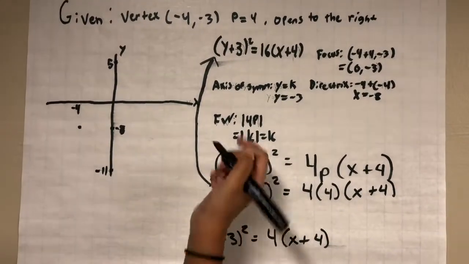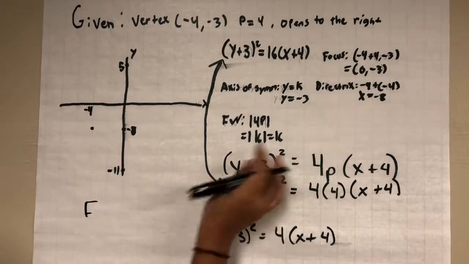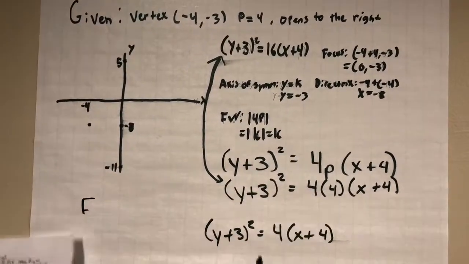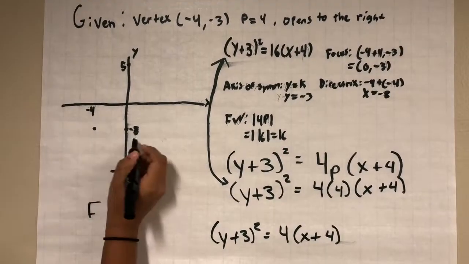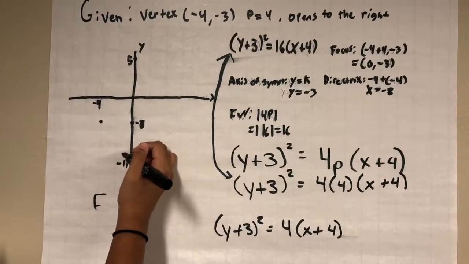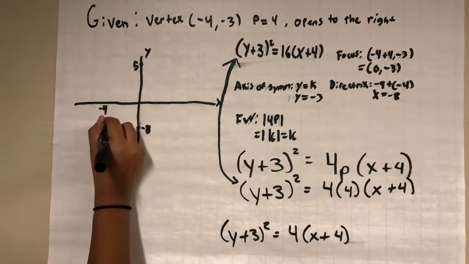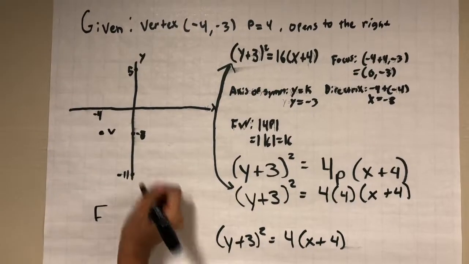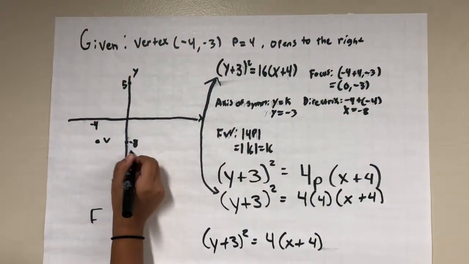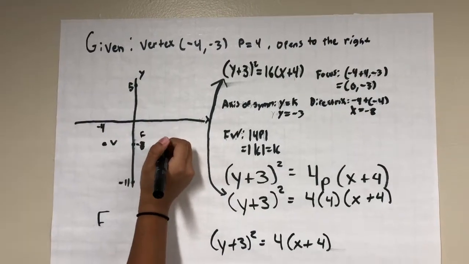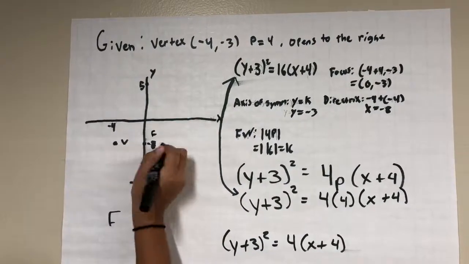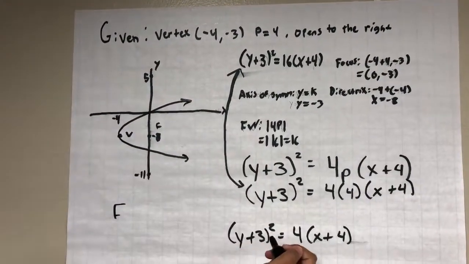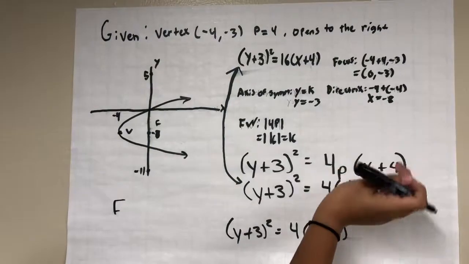So the focal width is 16. The absolute value of 16 is equal to 16. And the axis of symmetry is y equals -3. So when we graph this, it's -4, -3, right here is the vertex, and the focus is 0, -3, and the parabola hugs the focus, the vertex hugs the focus, so it goes like this. And we already have the directrix, so it's x equals -8.